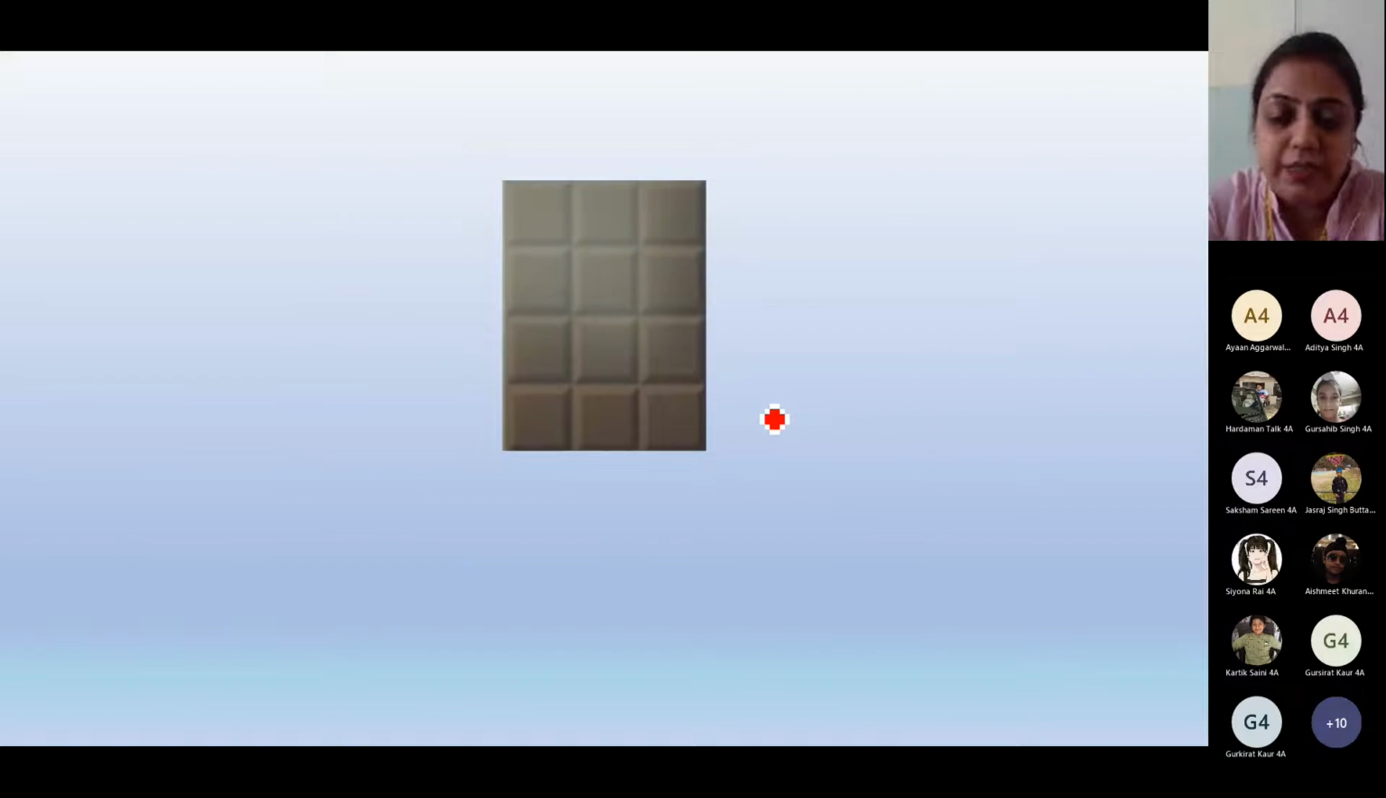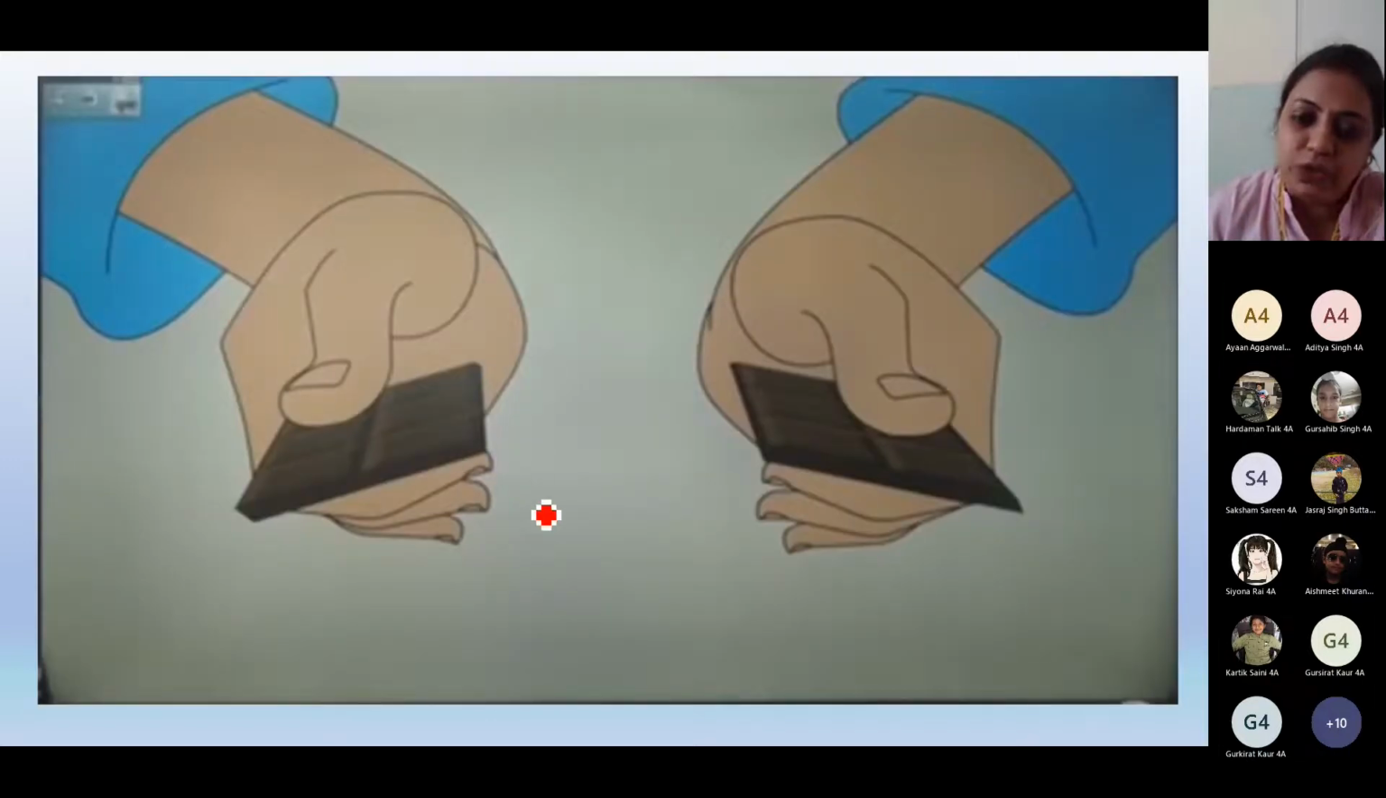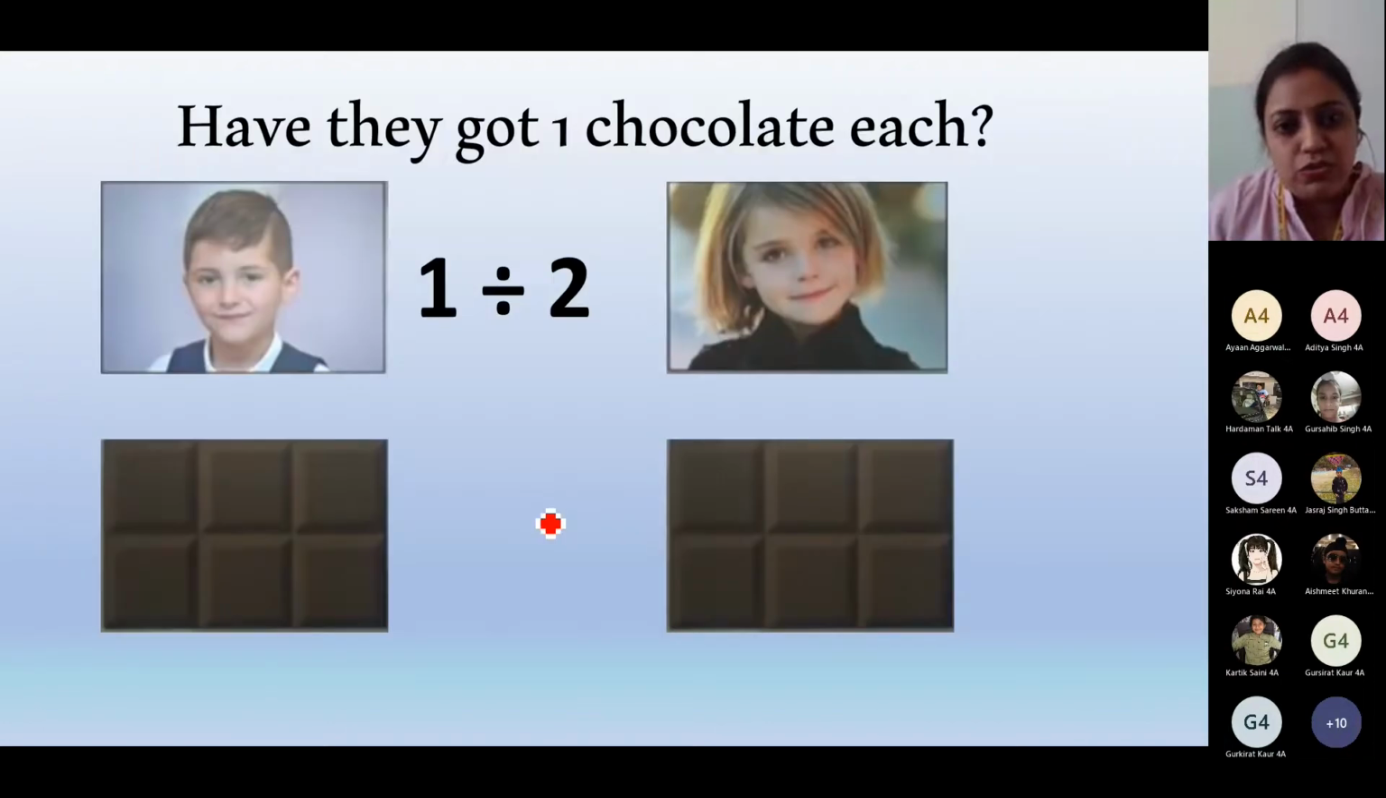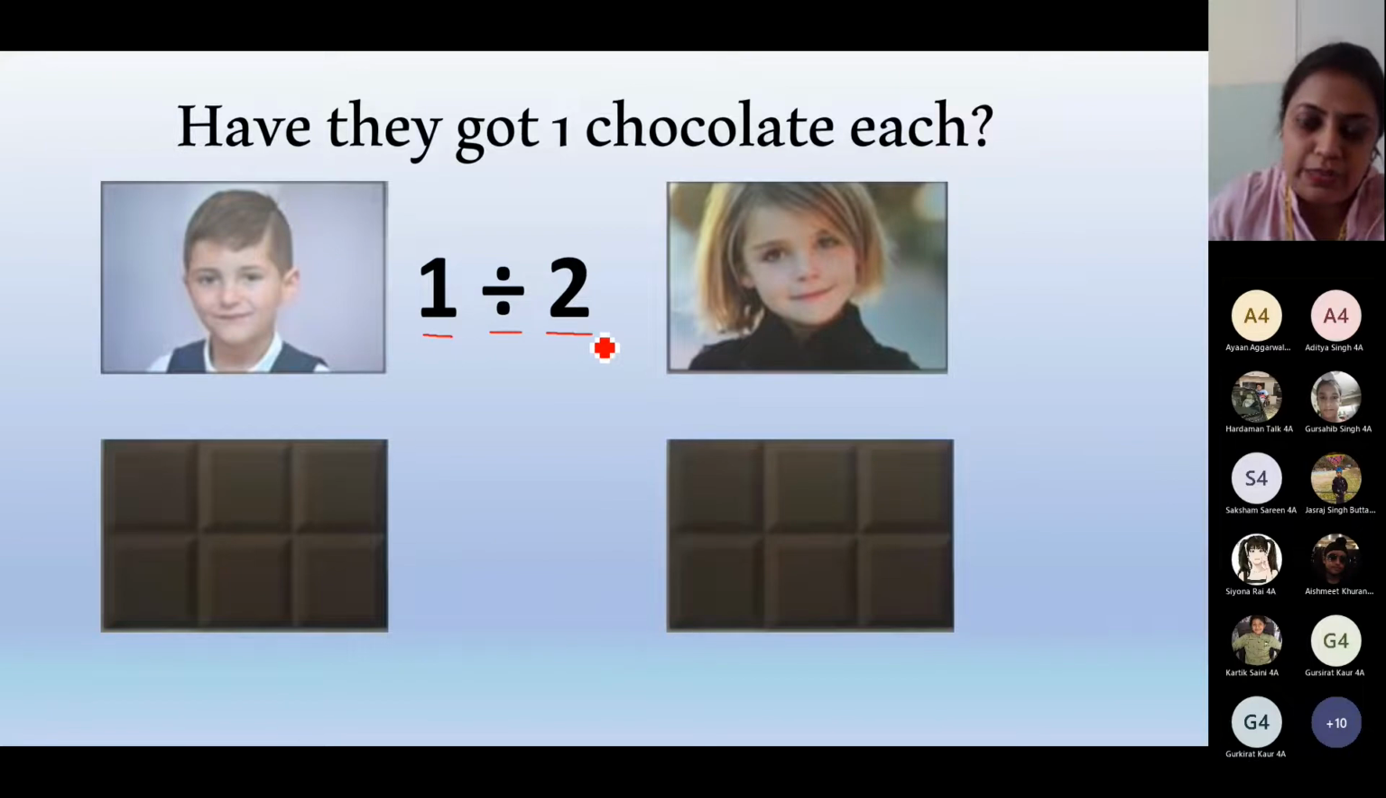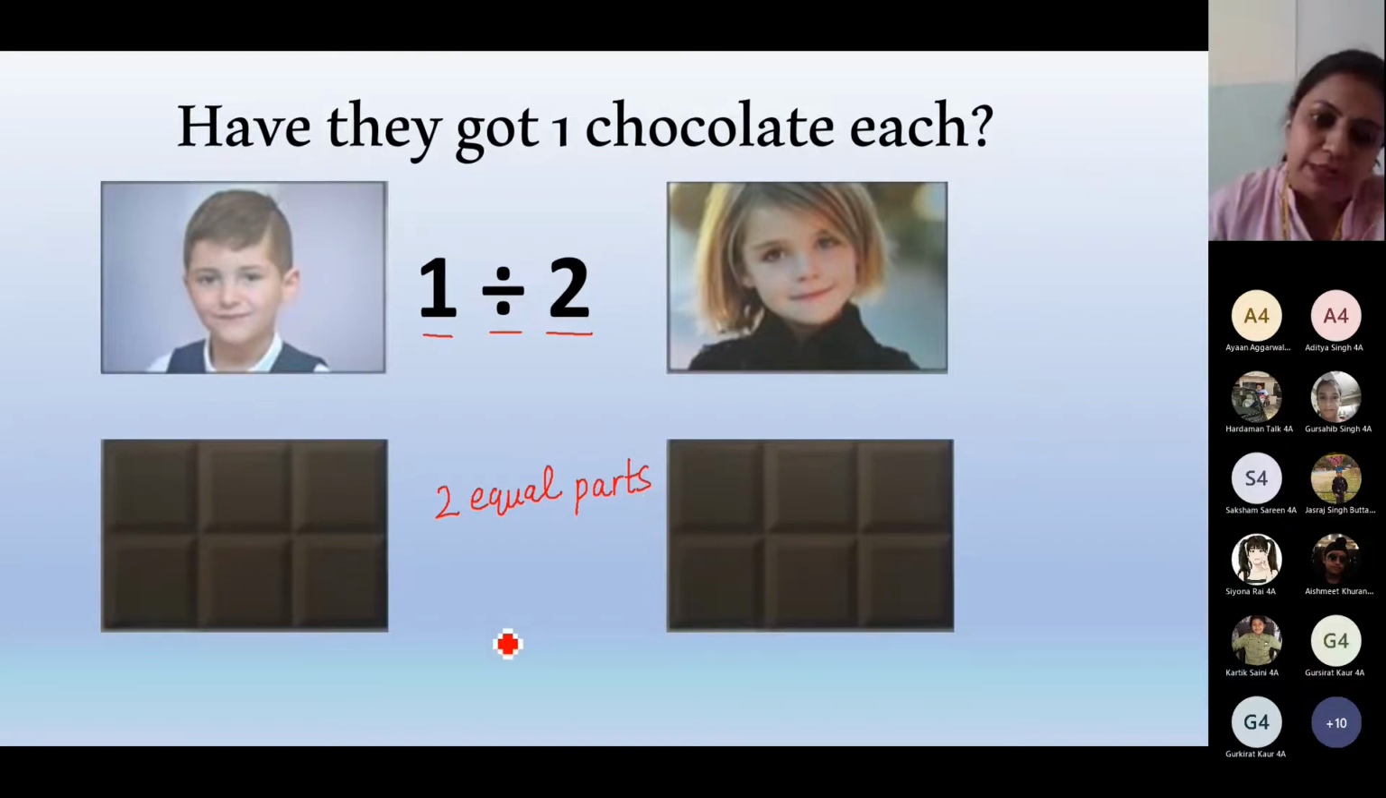Now one another day, Abir's mother got only 1 chocolate. So what will she do? Whether she will give it to Abir, it would not be fair. And if she will give it to his sister, it would also not be fair. So what will she do? She will break this chocolate into 2 parts. So one chocolate will be divided into 2 equal parts.